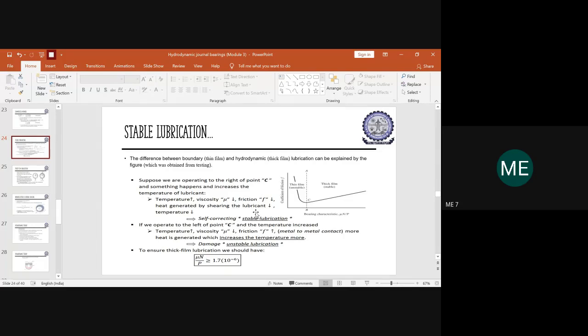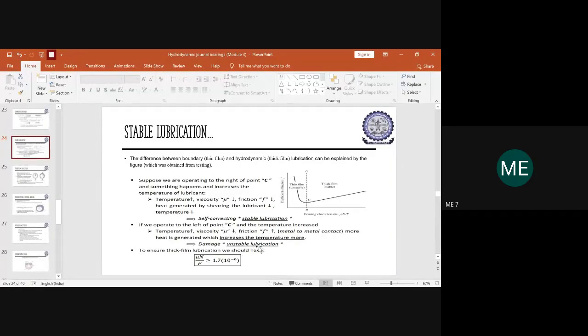Shearing happens in the lubricant because you might have one surface which is moving, sliding or rolling, and the other surface might be stationary. Due to that, a small amount of shearing comes into the picture. So even though the shearing comes down and temperature comes down, it will be stable, it will correct by itself because you have a thick film, and hence it is called stable lubrication.